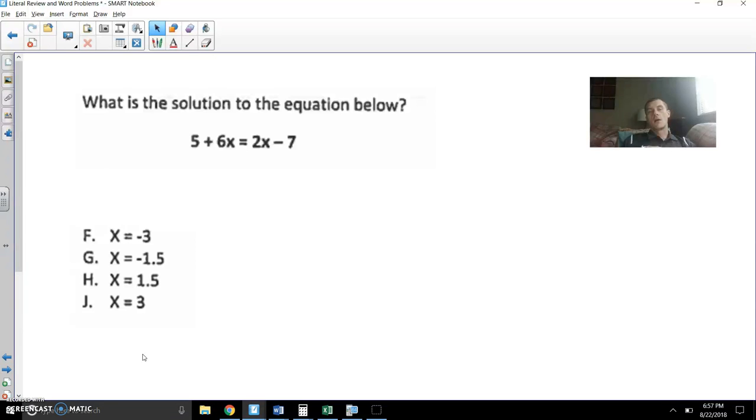Here's another problem with no context. It's just solve this equation, find the solution. So another one that I think that we can try at this point in the class. Go ahead and try this one on your own.